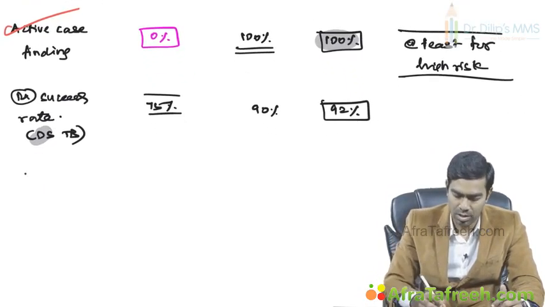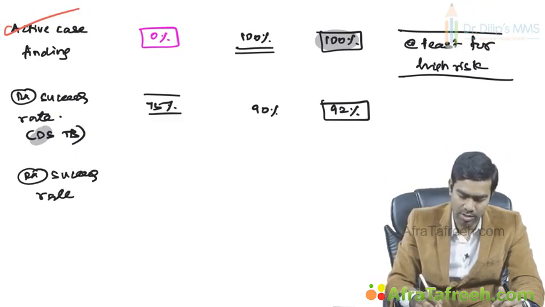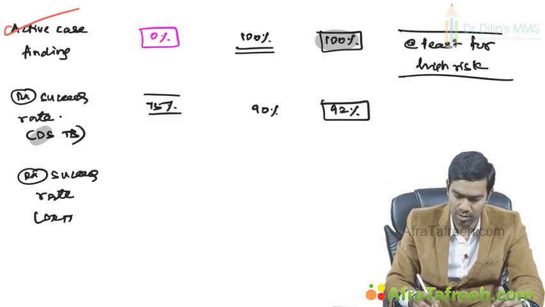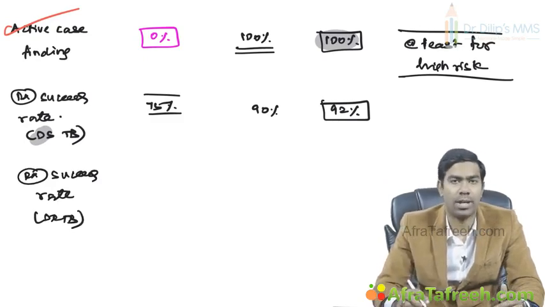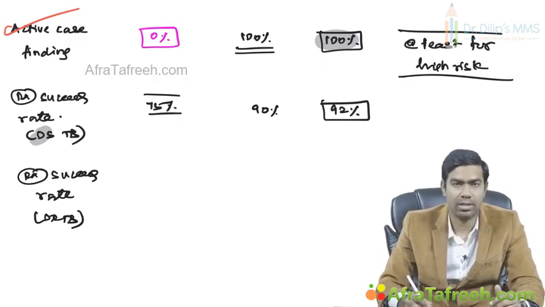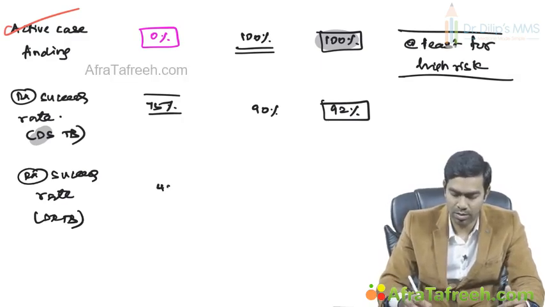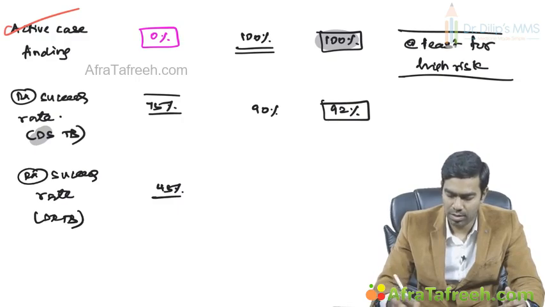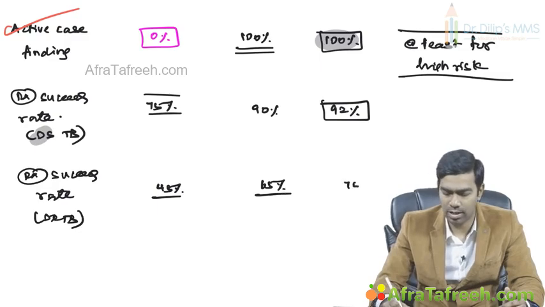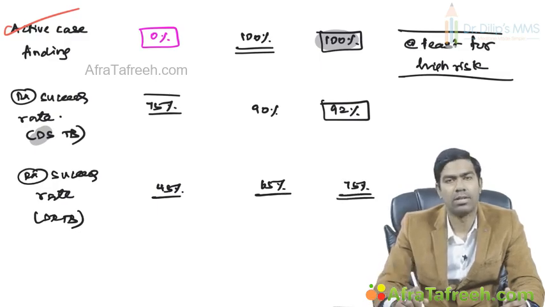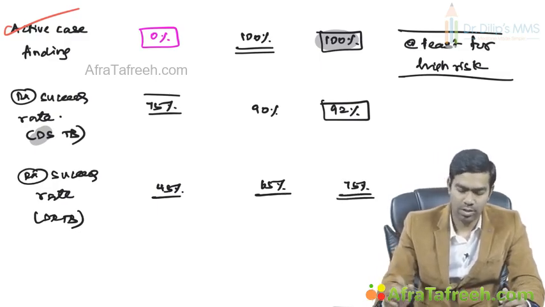Then treatment success rate for drug resistant TB also should be notified. It should be captured. Right now, the treatment success for drug resistant TB patients is only 45%. We are planning to achieve at least 65% by 2020 and at least 75% by 2025. So these are the targets.